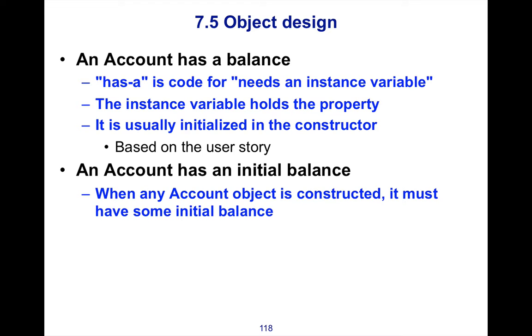For the account object, a user might tell us that it has a need for a balance. We have to record the balance in everybody's account. This leads us to create an instance variable, and the phrase "has a" is code for "needs an instance variable." In a user story, when you hear "has a," you should be thinking, okay, I've got to think about an instance variable for this particular object to hold that property. It's almost always initialized in the constructor, but this depends on the user story and the nature of the instance variable. So if we say an account has an initial balance, when any account is instantiated, it has to have an initial balance, and we have to provision an account balance inside of it as an instance variable.